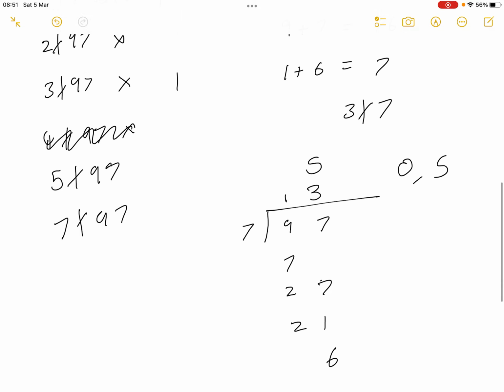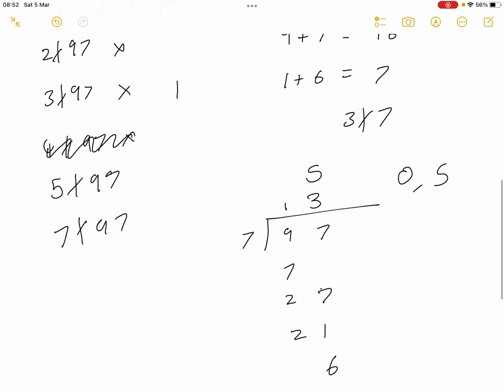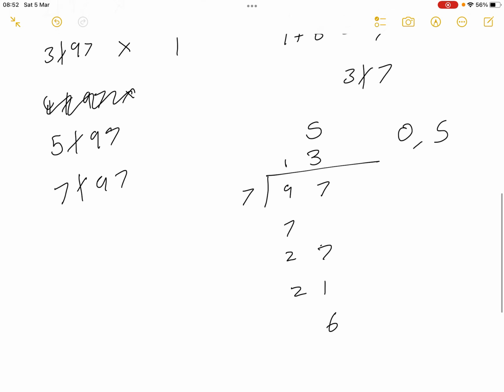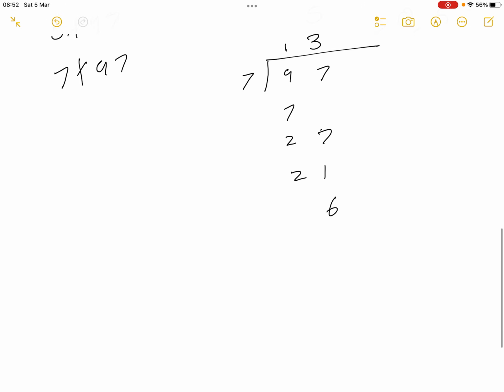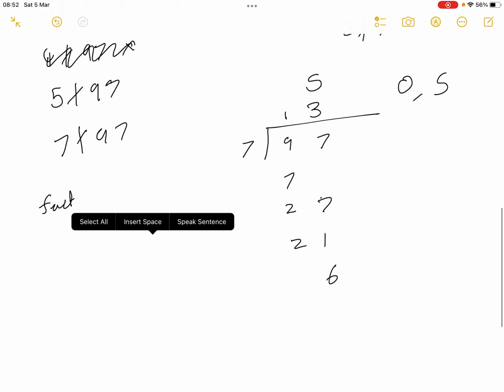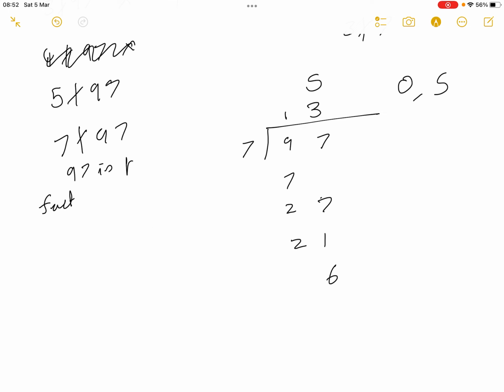Okay, and in fact we can stop right here. And you might not see why we can stop right here right away. It's actually not obvious, but you can, and this is because of factors. So 97 is prime. This is all we need to do. So we can stop right here and say 97 is prime, and in your exam you would be expected to say that.